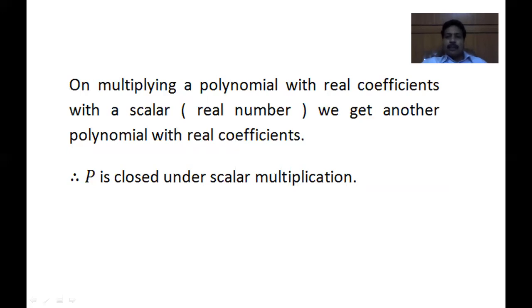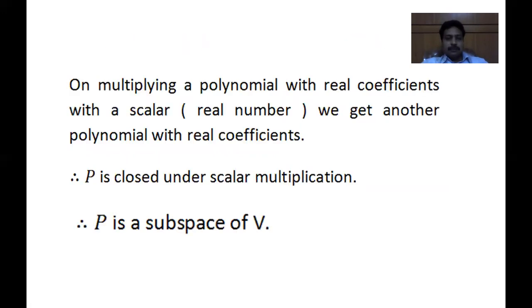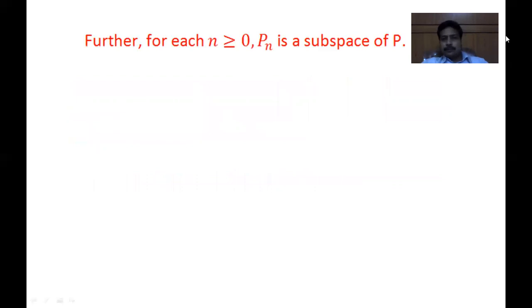So it has fulfilled all the four conditions. First, it is a subset of V. Second, the zero vector is in P. P is closed under vector addition, and P is closed under scalar multiplication. So we can conclude that P is a subspace of the vector space V. So the set of all polynomials is a subspace of all real valued functions defined on real numbers. This is one more example.